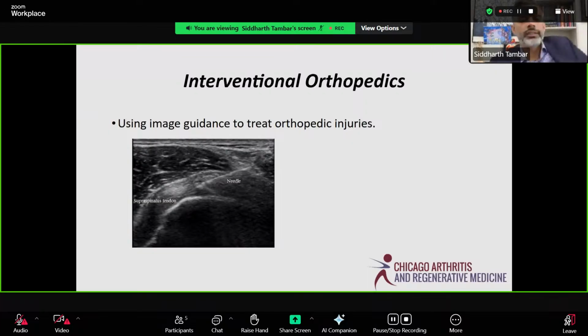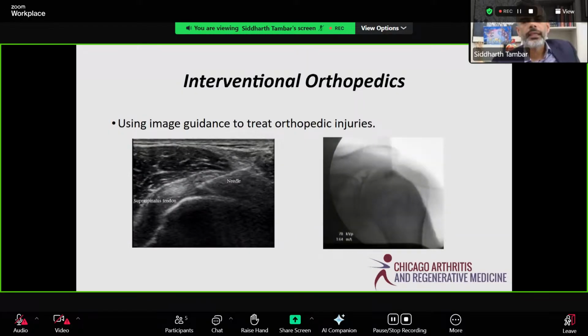The picture up there is an ultrasound image showing a rotator cuff and a needle. That's the thin white line injecting into a very small dark area in the middle of the screen. That is a small rotator cuff tear. This is a zoomed-in picture from an ultrasound, so that is a 1 millimeter by 1 millimeter spot. You cannot hit that reliably if you're not using image guidance.